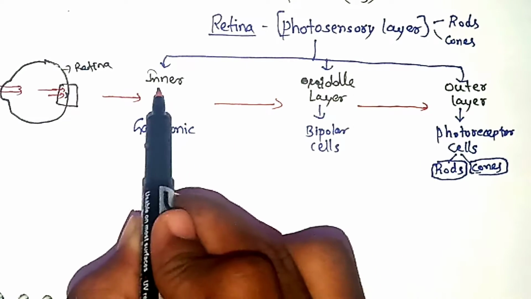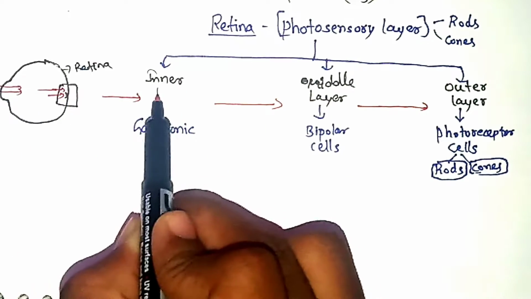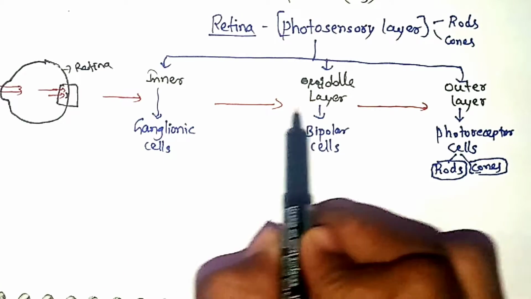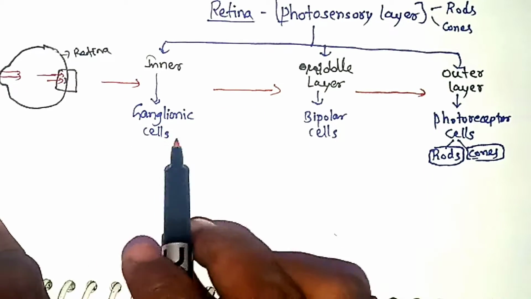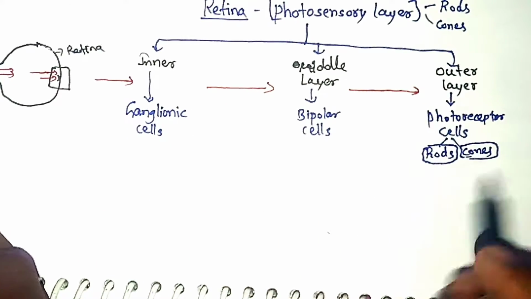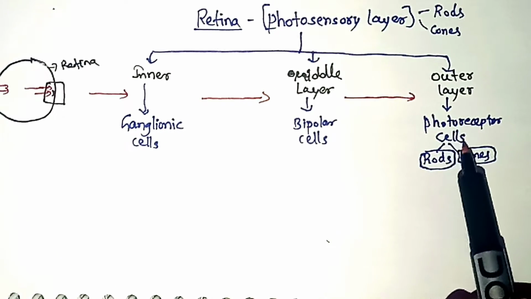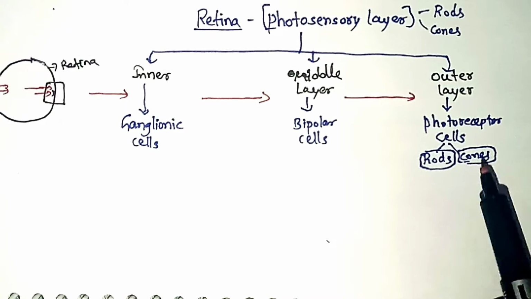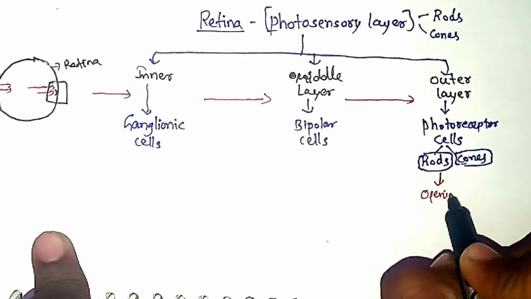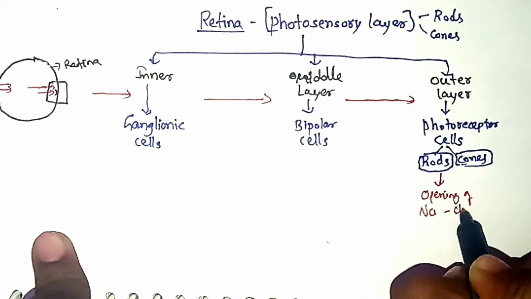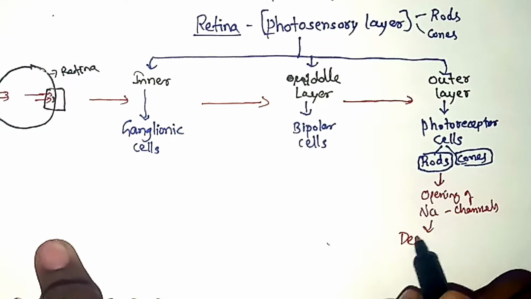Remember, the path of light is from the inner layer to the outer layer, inner side to outer side. The inner layer is ganglionic cells, the middle is bipolar cells, and the outer layer is photoreceptor cells. Light will come from ganglionic cells to bipolar cells to receptor cells. Now light will travel to these rods or cones. Then opening of sodium channels takes place, which causes depolarization.